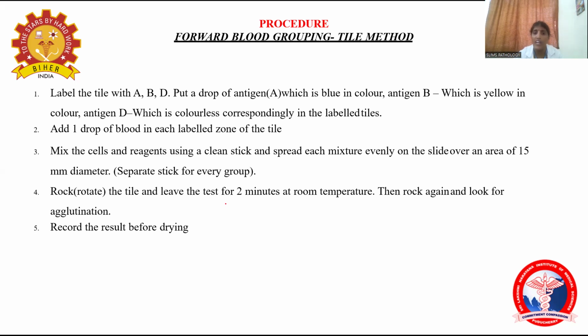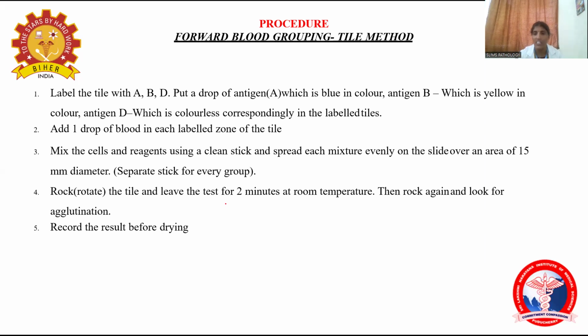Put a drop of antigen A, which is blue in color, under the A column, and antigen B, which is yellow in color, under the B column, and antigen D, which is colorless, correspondingly in the labeled tiles. So you take a tile, label it ABD, and then put the corresponding anti-sera. Not only by the color, please look into the names written on that anti-sera tube.